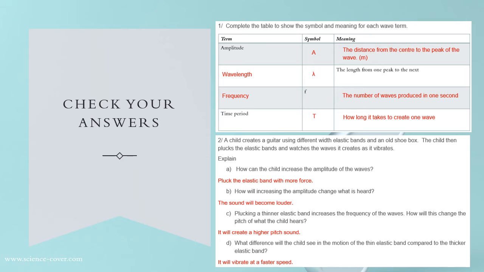Plucking the thinner elastic bands increases the frequency of the waves. How will this change the pitch of what the child hears? It will create a higher pitched sound. What difference will the child see in the motion of the thin elastic band compared to the thicker elastic band? It will vibrate at a faster speed.